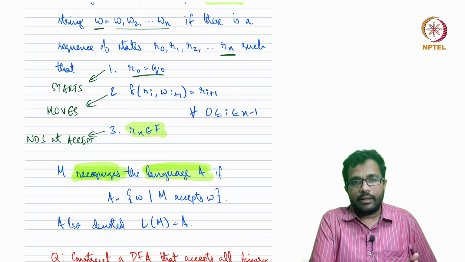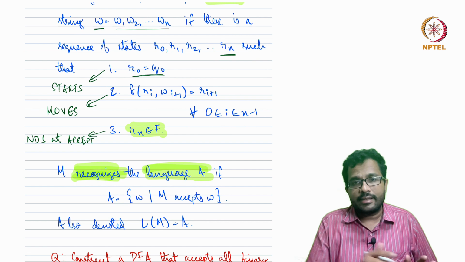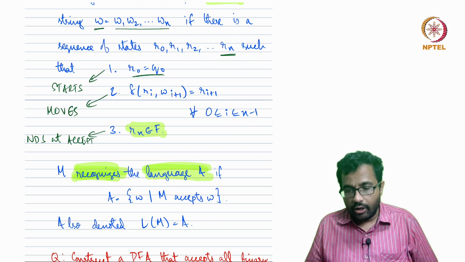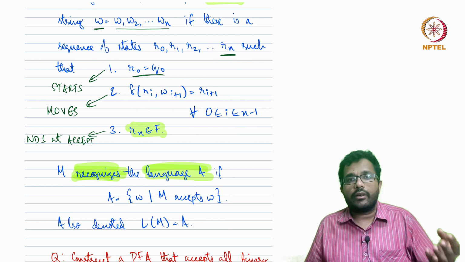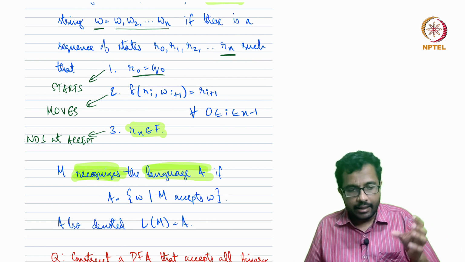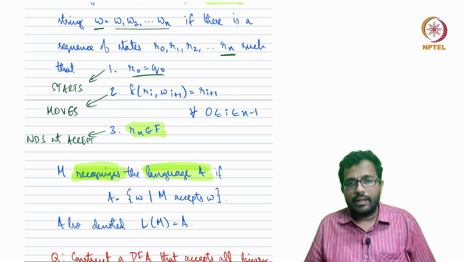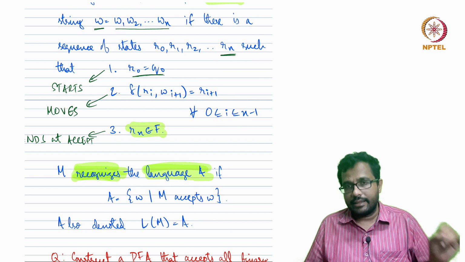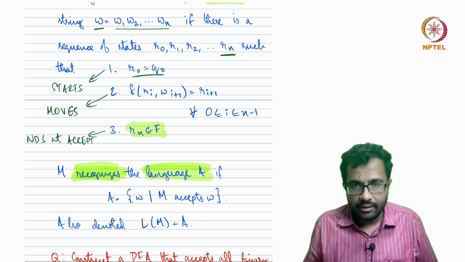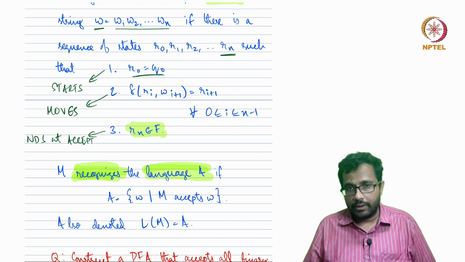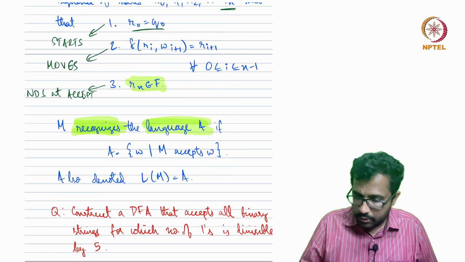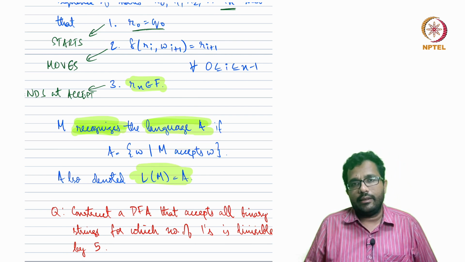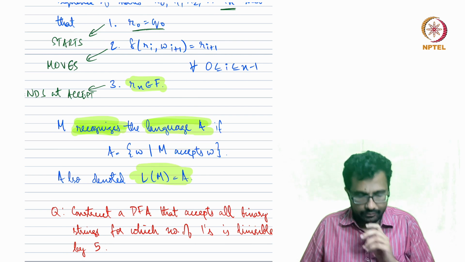M recognizes the language A means A is exactly the set of all strings that are accepted by M. It is not a superset of those strings, nor a subset. If a certain string is accepted by M, it has to be in A. If a certain string is not accepted, it should not be in A. Sometimes we also denote it by this notation: L of M is equal to A.